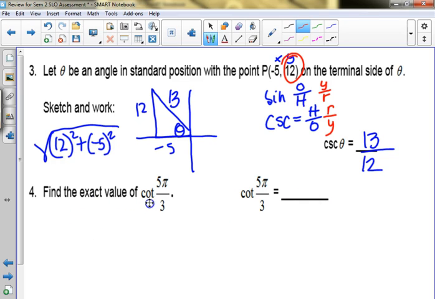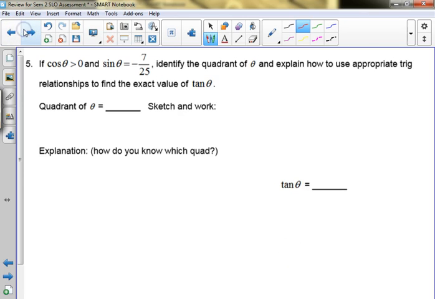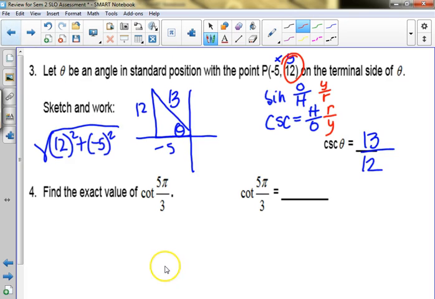Find the exact value of, what is this? This is just go to the unit circle, yes? Okay. 5 pi over 3. 1/2 and negative square root of 3 over 2. Whoops. So the ordered pair is 1/2, negative square root of 3 over 2.